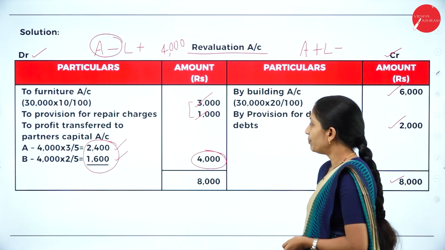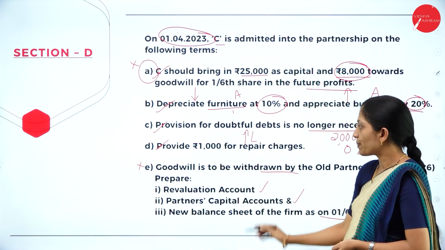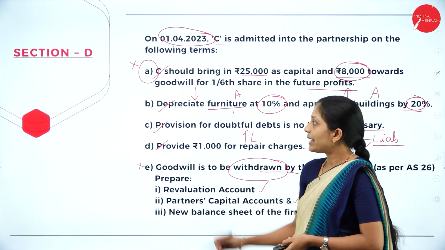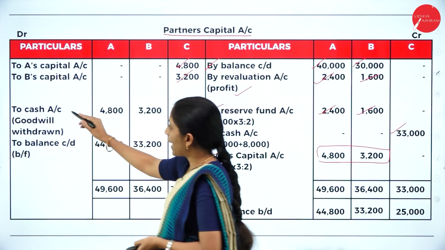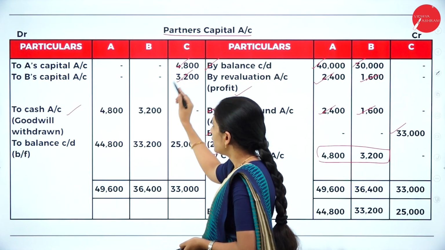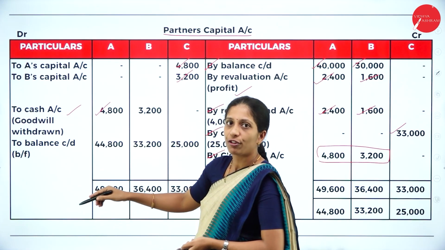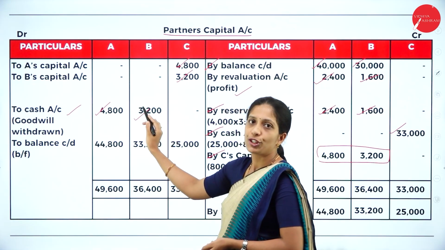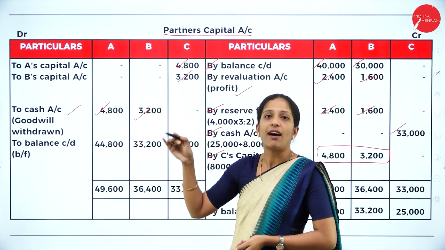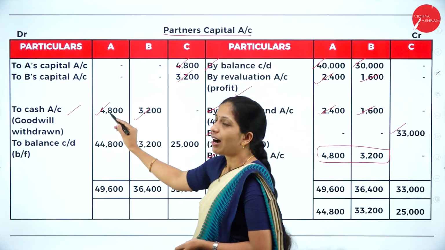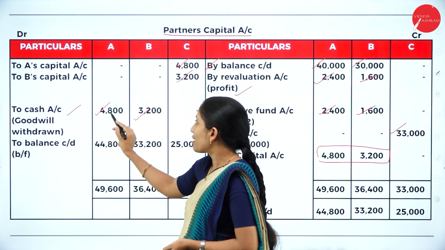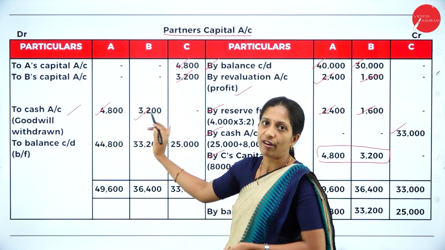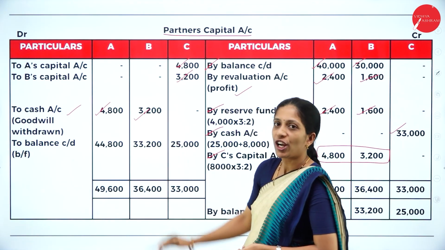Next, if you see the question, the last adjustment is goodwill is withdrawn by the old partners, for which the entry is cash account debit, to goodwill withdrawn. Now, how much is A's share of goodwill? 4,800. B's share of goodwill is 3,200. So, they have withdrawn here. Suppose if they have given half of the goodwill is withdrawn, then we will take half of this, that is 2,400, and 3,200 into 1 by 2, half of 3,200. So, hope you are clear with this.